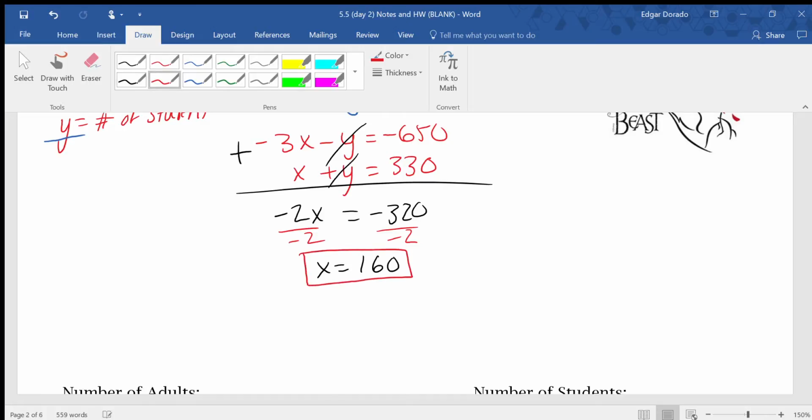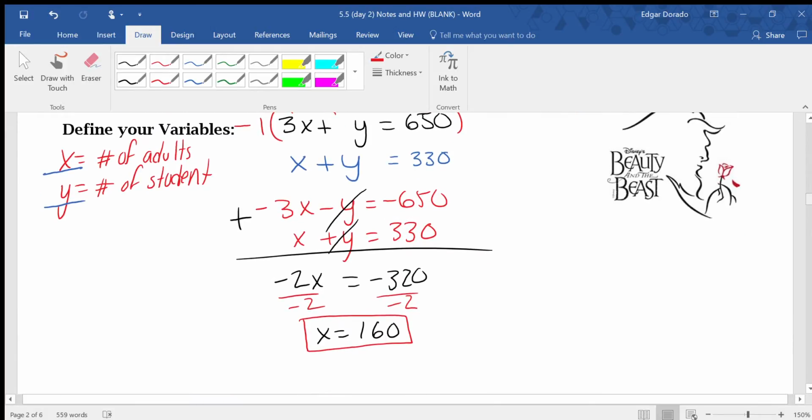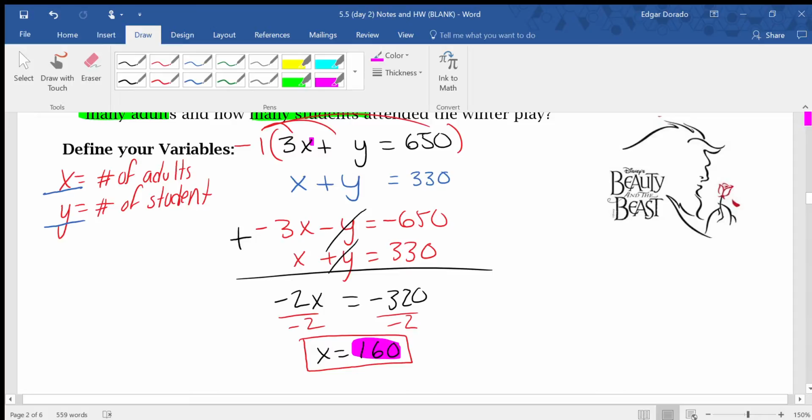And what does that x stand for? X stands for the amount of adults that attended. So the number of adults that attended was 160. And now I can once again substitute that number back into one of my original equations. I usually pick the easiest one, but just to prove to you guys that it doesn't matter which one you pick, I'm going to pick the harder one this time. So I'm going to substitute it into the top equation. So let's see what we get here.